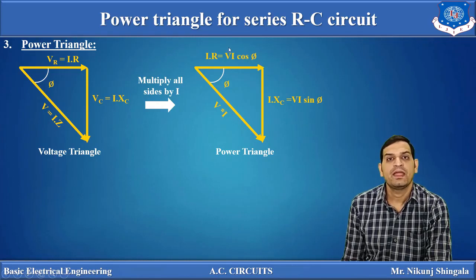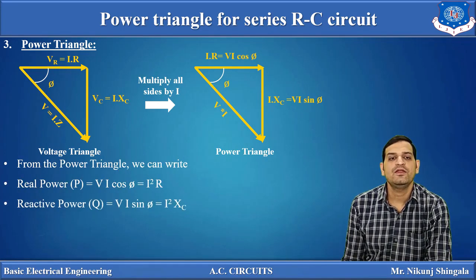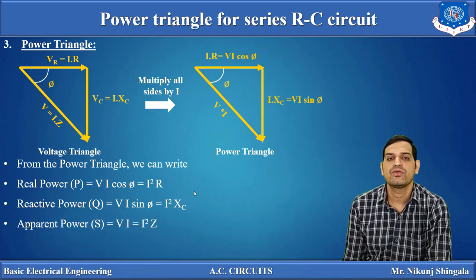So this is the active power, true power, this is the reactive power, and this is the apparent power. From the power triangle we can write the real power P is equal to VI cos phi, that is I square R. Reactive power is VI sin phi, that is I square XC. In the previous case it was I square XL. And apparent power S is equal to VI, that is I square into Z. So we can derive the expressions for active, reactive and apparent power from the power triangle.